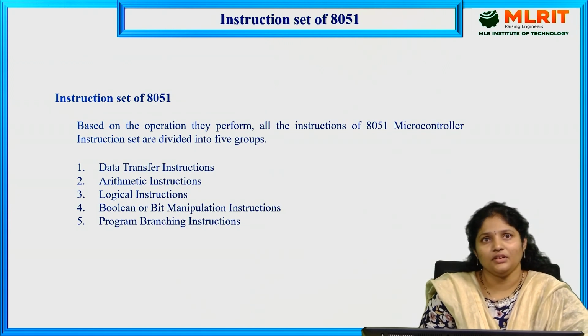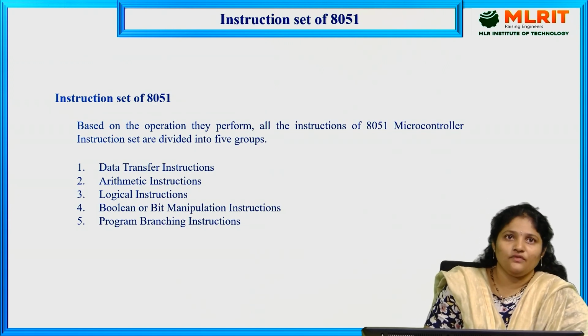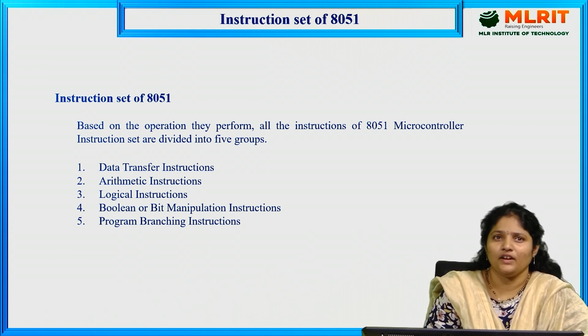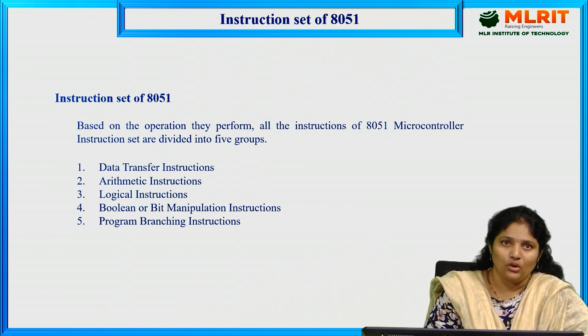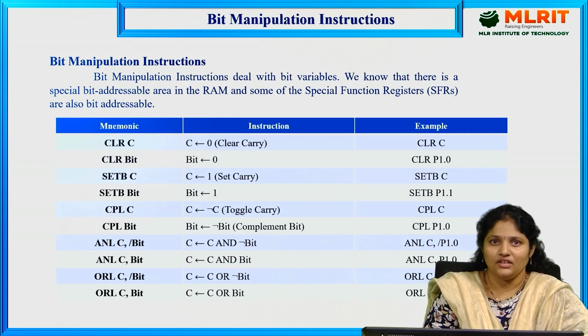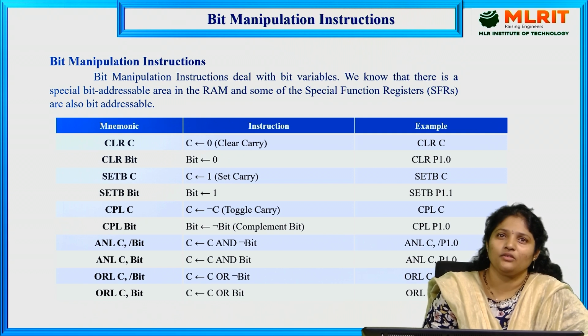Coming to the instruction set of the 8051 microcontroller, based on the operation it performs, the instructions have been divided into 5 types: data transfer instructions, arithmetic instructions, logical instructions, bit manipulation instructions, and branching instructions. Today we are going to learn about the bit manipulation and branching instructions of the 8051 microcontroller.